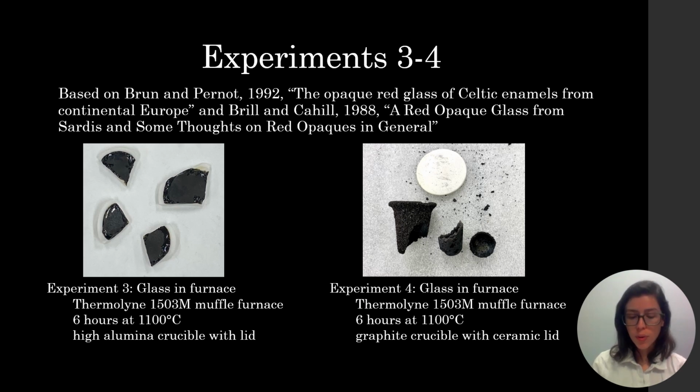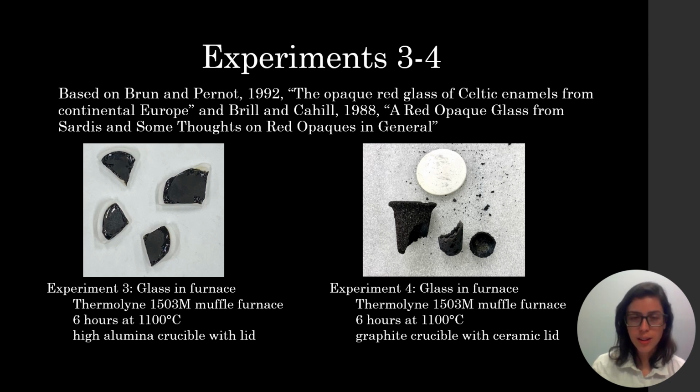The third and fourth experiments were conducted using the same formula as in experiments 1 and 2. We returned to using the Thermoline 1503M furnace and fired the mixture at 1100 degrees Celsius this time for a total of 6 hours. We tried 2 different types of crucibles. The crucible in experiment 3 was a high alumina crucible with a lid, while in experiment 4, we attempted to create glass in a graphite crucible with a ceramic lid, as metalworking studies have suggested that using a graphite crucible creates a reducing environment. Experiment 3 produced a homogeneous green-blue glass.